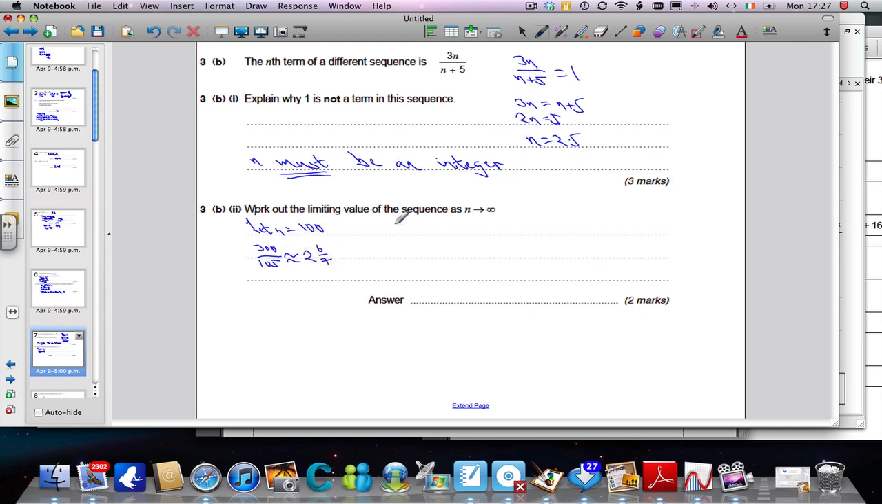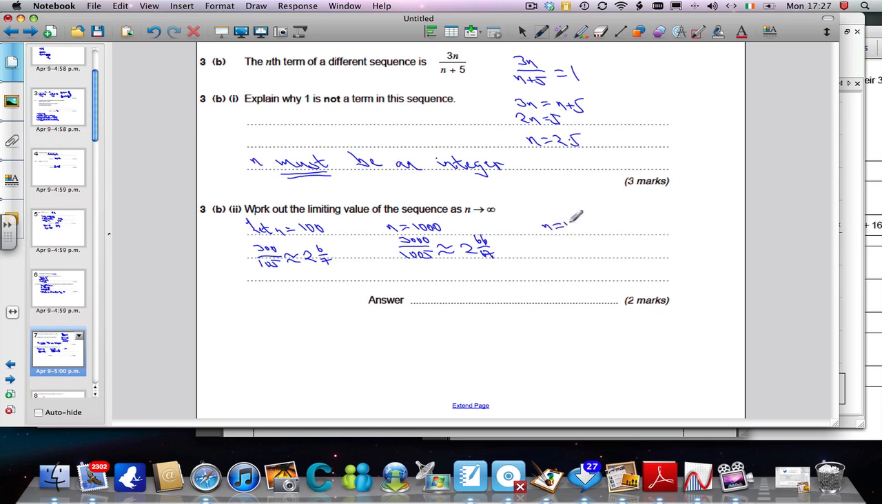Okay, that's if n is 100. Well, what if n is equal to 1,000? We would get 3,000 over 1,005. And when we work that out, that's approximately 2 and 66 over 67. Well, this is incredibly close to 3. That's kind of close to 3. So I think I know where this is going.